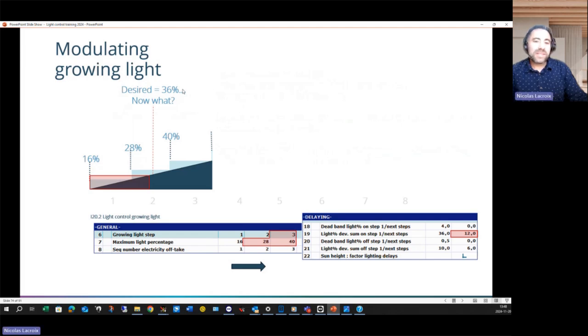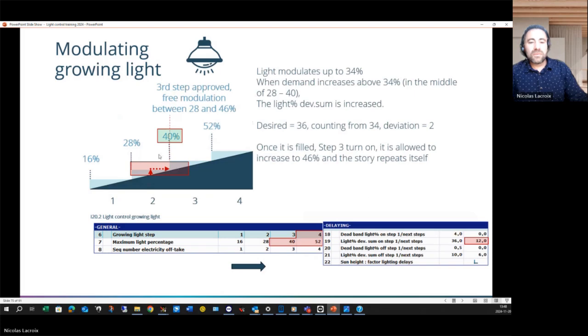Now I desire 36%. So it's above the middle between the second step and the third step. So the light modulates to 34% because the lights are allowed to do that. When the demand increases above 34%, in the middle of 28 and 40, the light percentage deviation sum is increased. So my desired level now is 36.